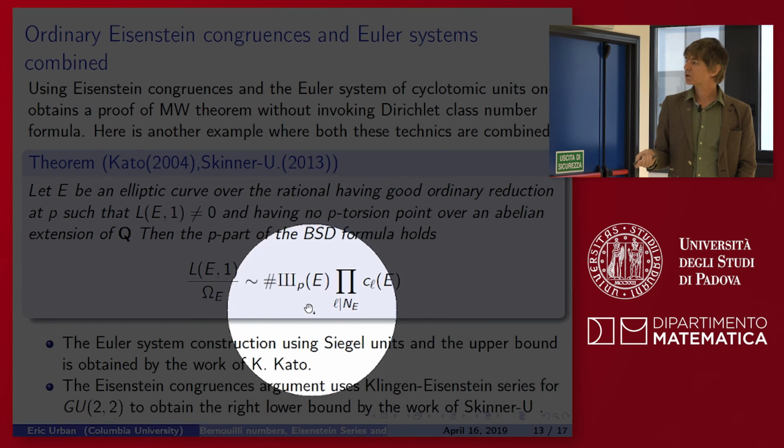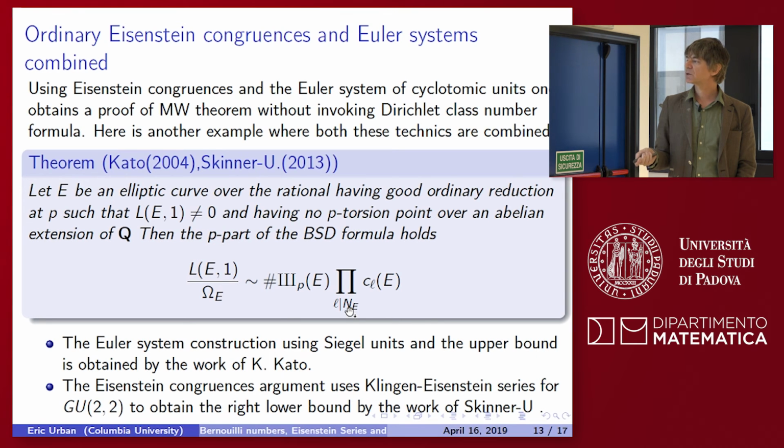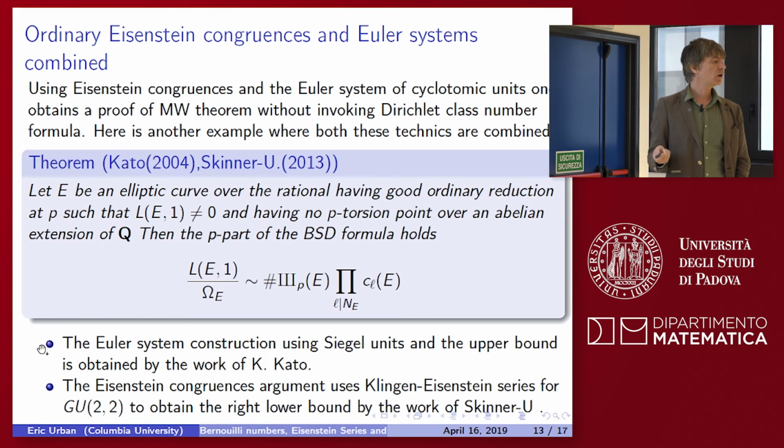And the conductor here of the elliptic curve is an integer that is related to the discriminant of the elliptic curve. The elliptic curve is given by an equation y squared equals x cubed plus px plus q, and the discriminant of this degree 3 polynomial is given by this number here. So this theorem is obtained by first proving one divisibility, that this number here divides this number, and this is done using an Euler system by Kato. Kato constructed an Euler system.